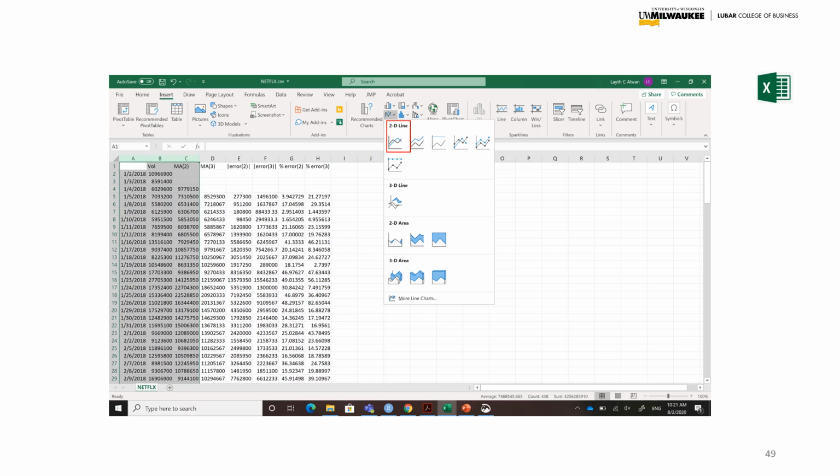Now that we have the forecasts, we can plot these forecasts along with the original series. So I have highlighted the first 3 columns, which include the date, the original volumes, and the forecasts of those volumes based on a moving average 2. I went to insert and then a line graph.